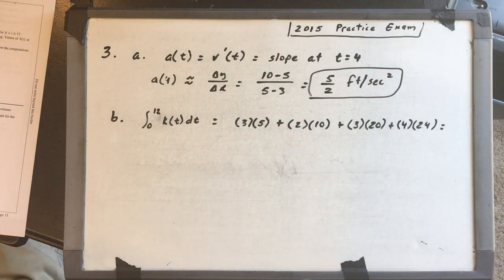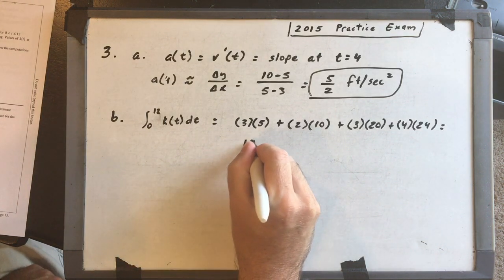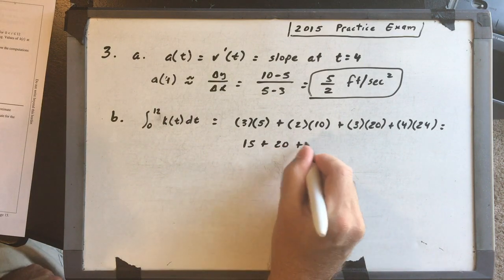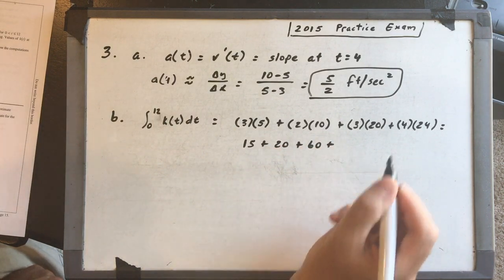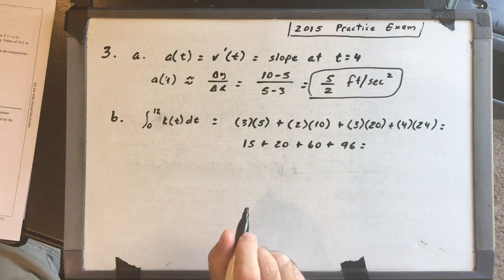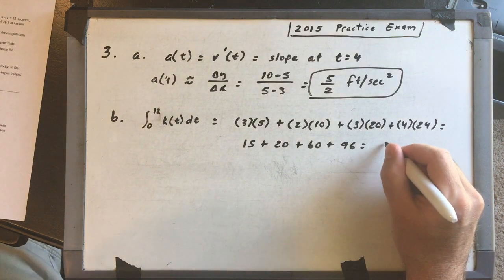Okay, so you would get a little calculator, any kind of calculator you want. 15 plus 20 plus 60 plus 96. It's kind of nice that you get a little calculator there. So that's going to be 191 feet.